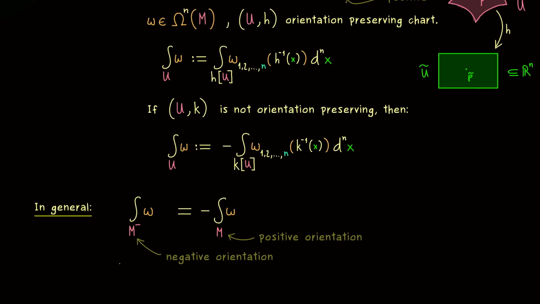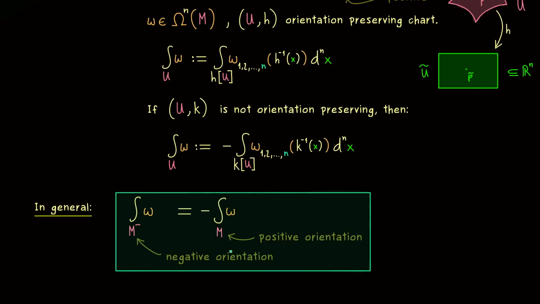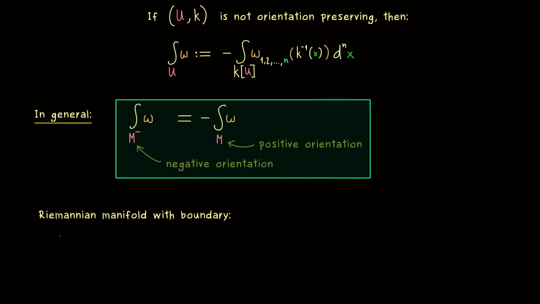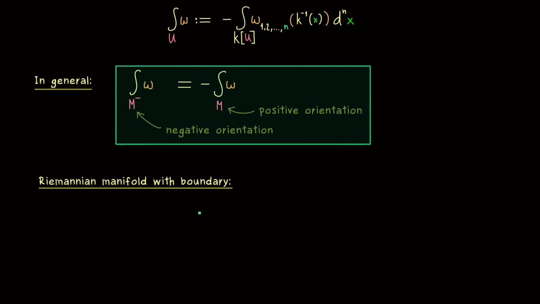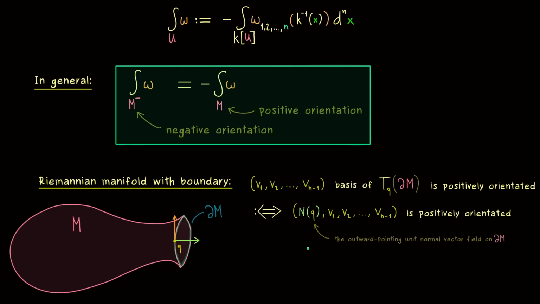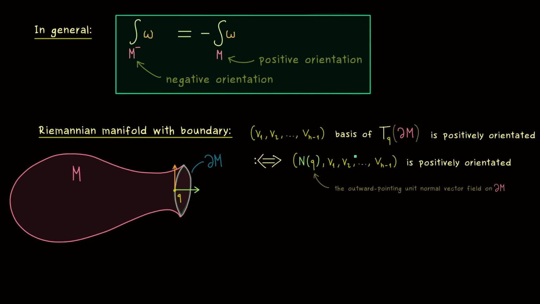Therefore, flipping the orientation of the manifold just means that the integral gets a minus sign. So this is something you can remember for the future, because sometimes orientations get flipped. In particular, this is interesting when we talk about Riemannian manifolds with boundary. Because there we have already discussed what we mean when we look at the orientation at the boundary. Indeed, there the boundary should inherit the orientation from the original manifold M.